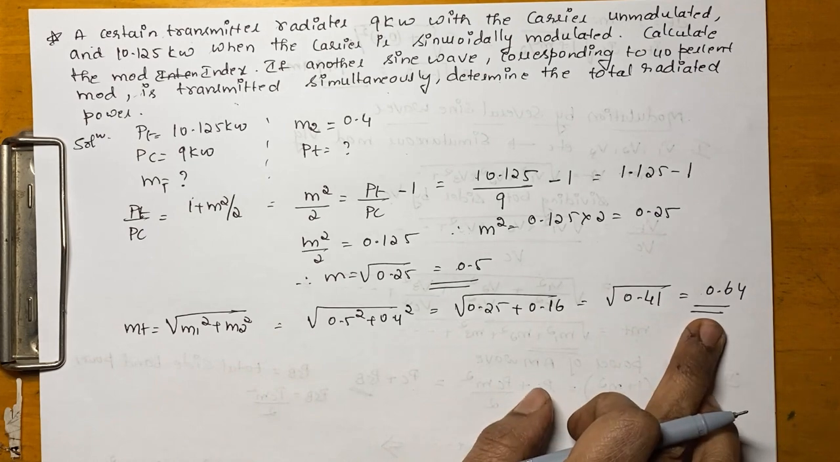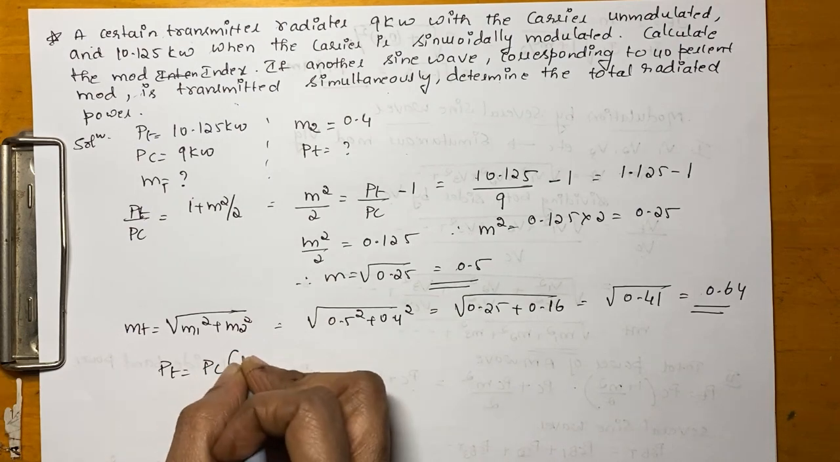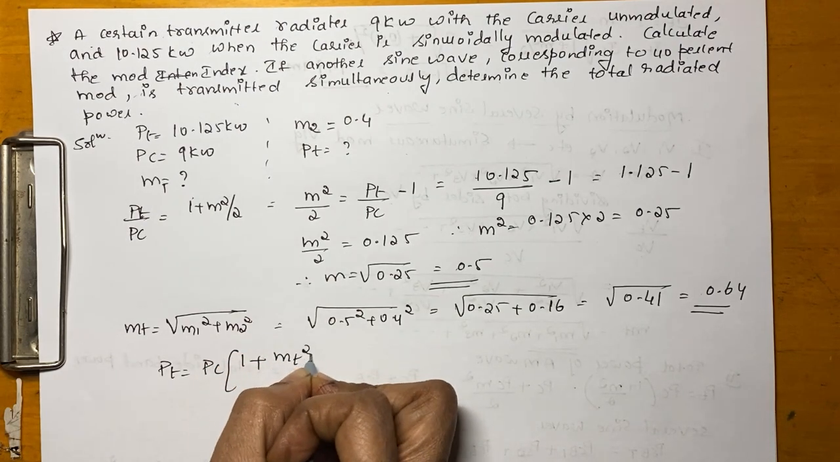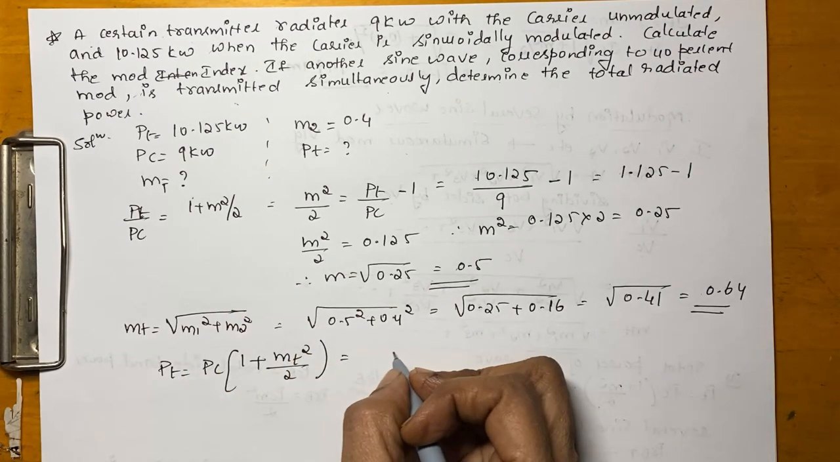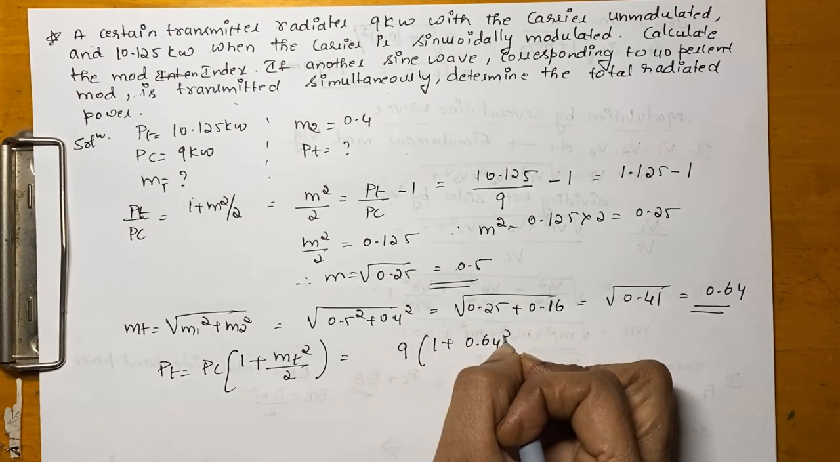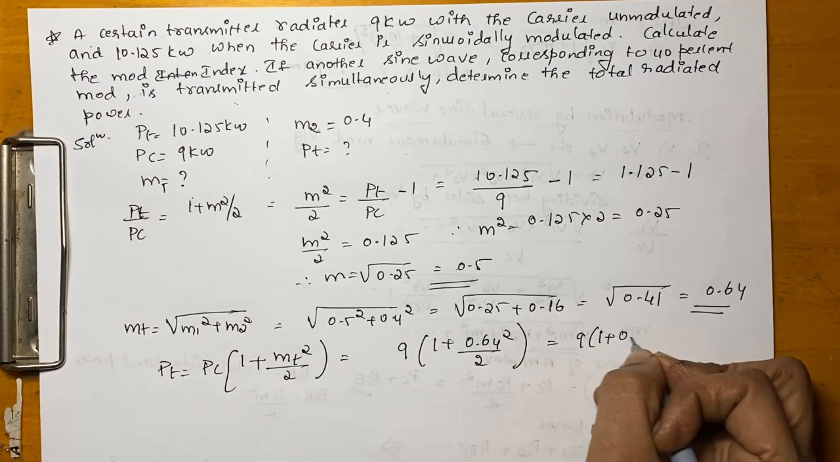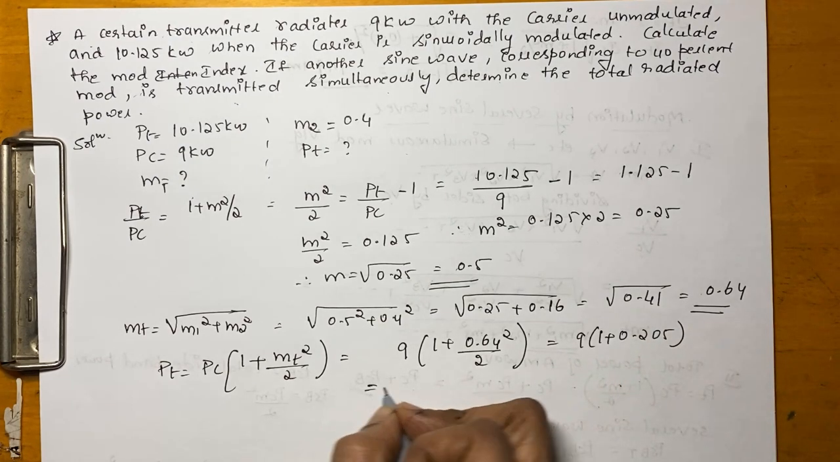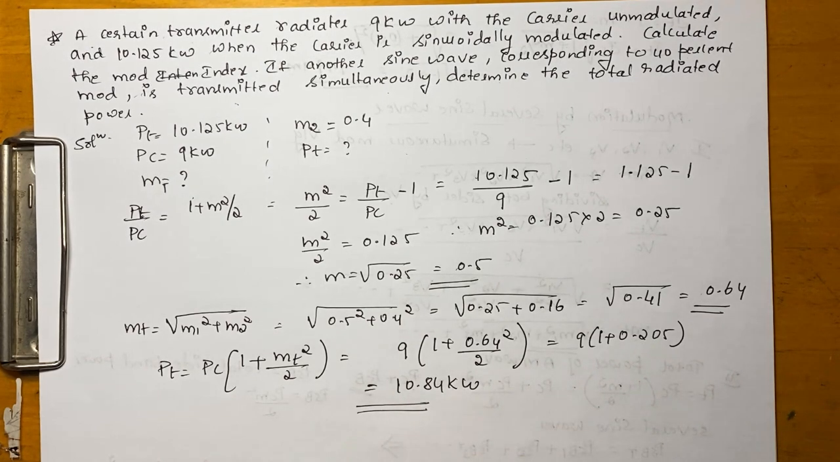Now substitute this total modulation index in the equation. Pt is equal to Pc into 1 plus Mt square divided by 2, which is equal to, what is Pc? Pc is 9. 9 into 1 plus 0.64 square divided by 2, which is equal to 9 into 1 plus 0.205, which is equal to 4.84 kilowatts. So we have found out the total power wherein two sine waves are involved.